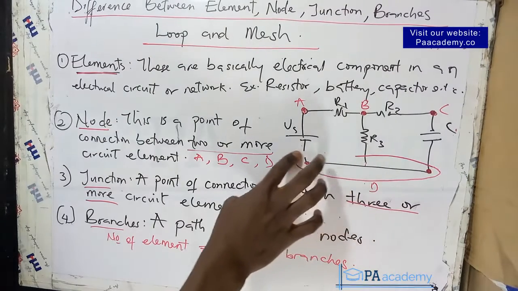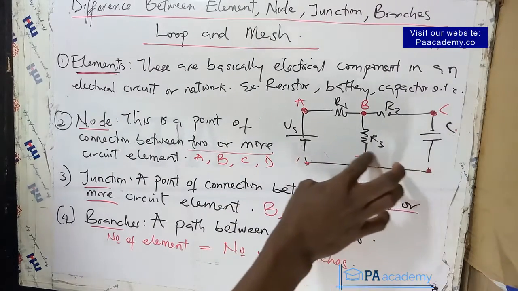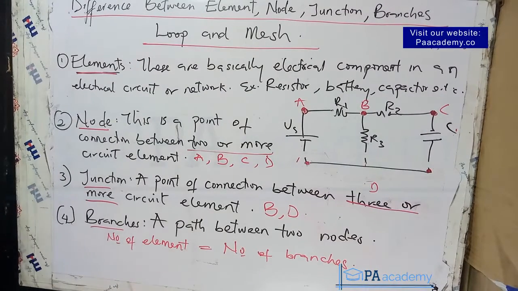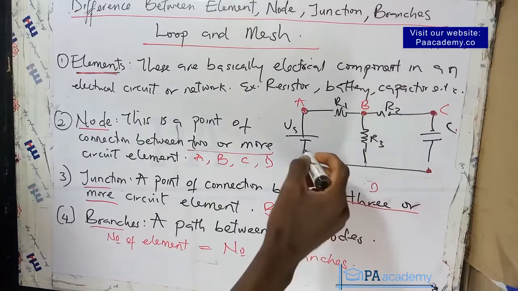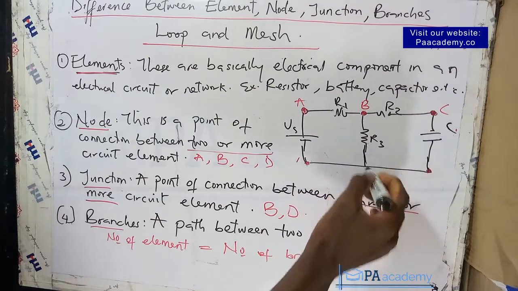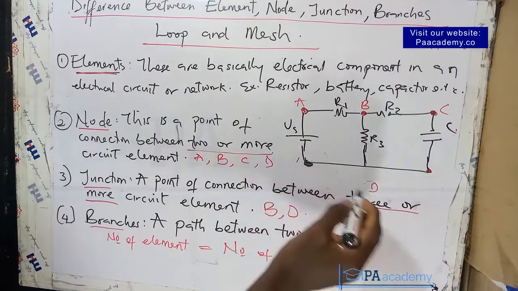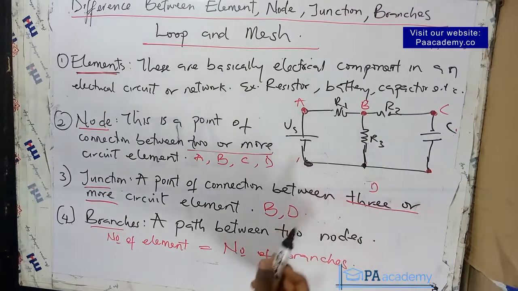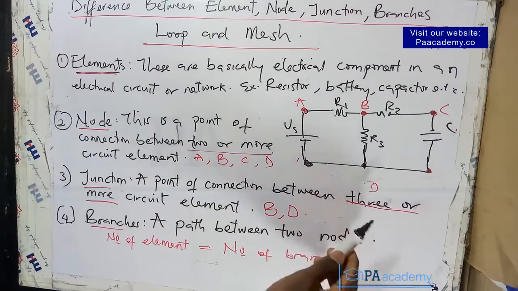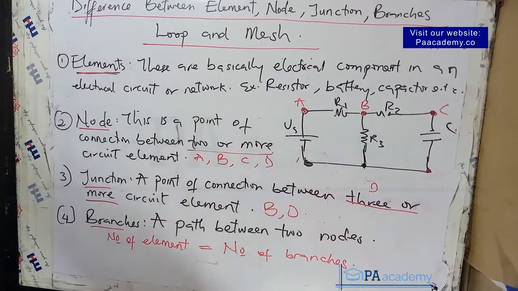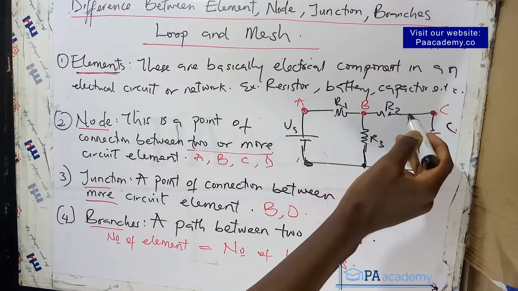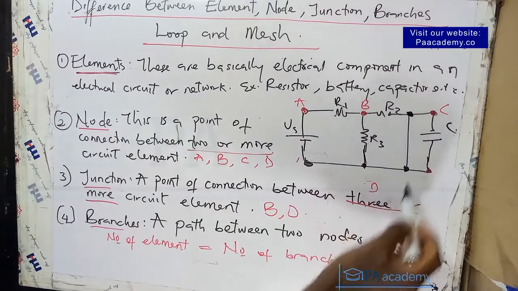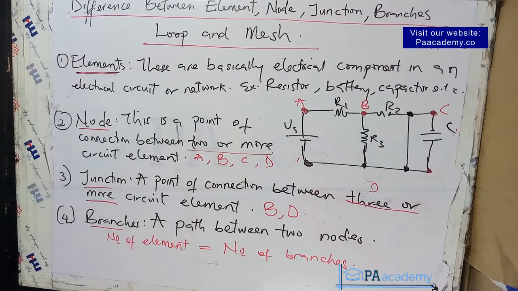So let me clean this off first, and let me explain something. If you have a circuit like this, we cannot call from here to here a branch because there is no element in between them. So once there is no element between them, we cannot refer to it as a branch. Maybe, for example, you have a short circuit somewhere here. We cannot call this point to this point a branch. I hope that makes sense.